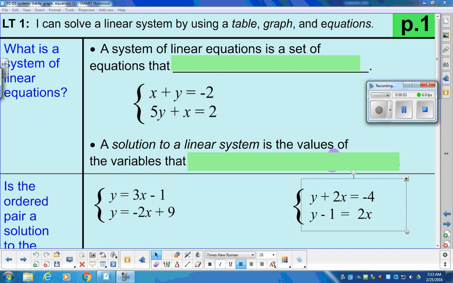Hey, 8th grade. So our learning target today is I can solve linear systems by using a table, graph, and equation. So there's going to be some review work here as we start Unit 8 before we get into parallel and perpendicular. So we're going to talk about linear systems: table, graph, equations.